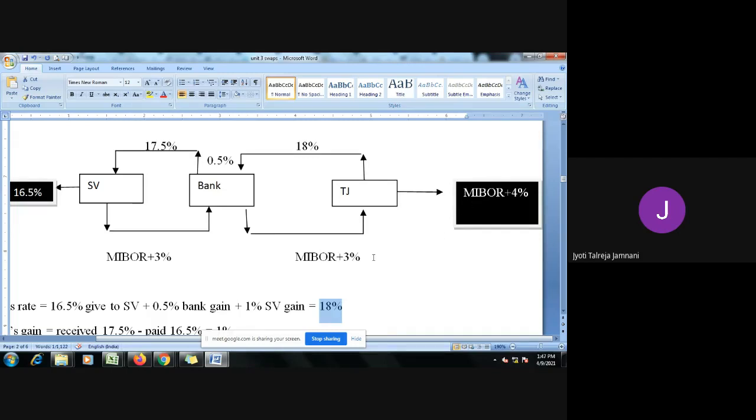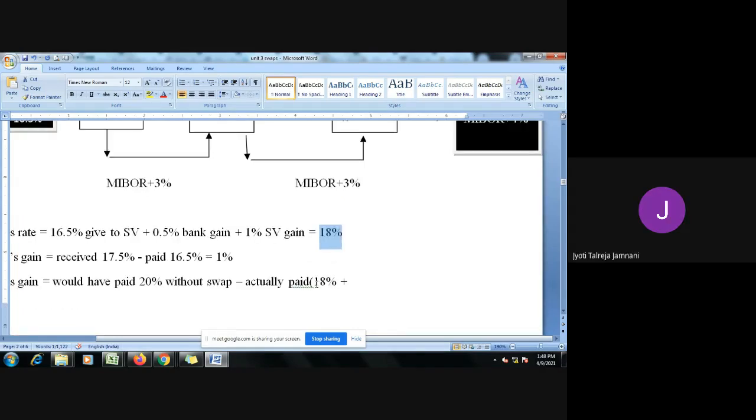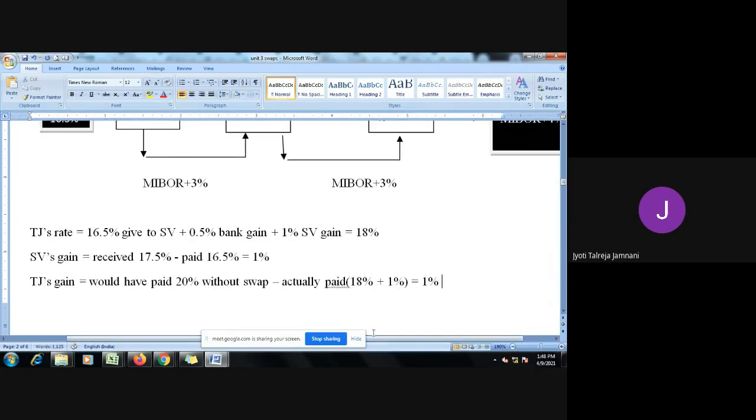So how much is the gap? 1%. 1%, ma'am. 1%. So 18% it gave in the swap plus 1% it has paid more in the open market. So totally 19%. So he would have paid 20, but he has paid only 19. So what is his gain? 1%. 20 minus 19, you get 1% as the gain of the TJ company. Any doubts in this problem? Is it clear for all of you?